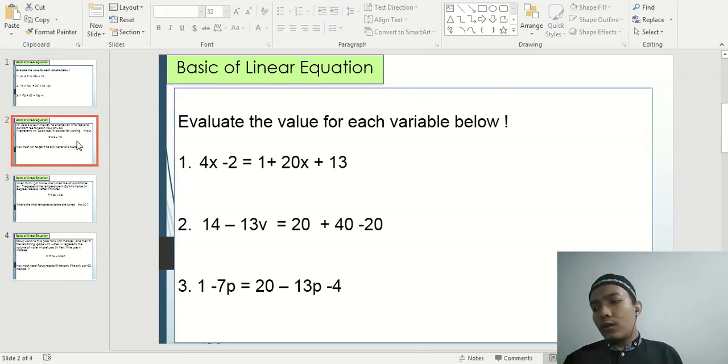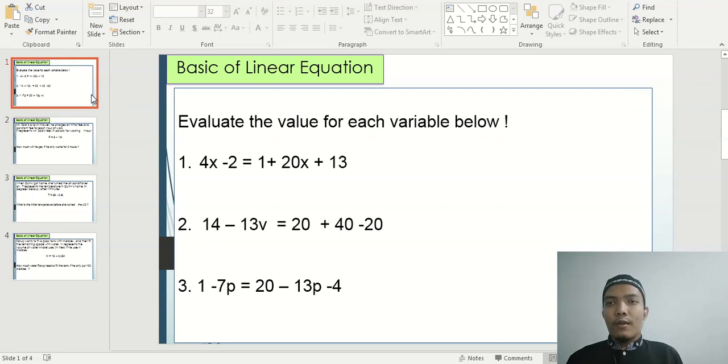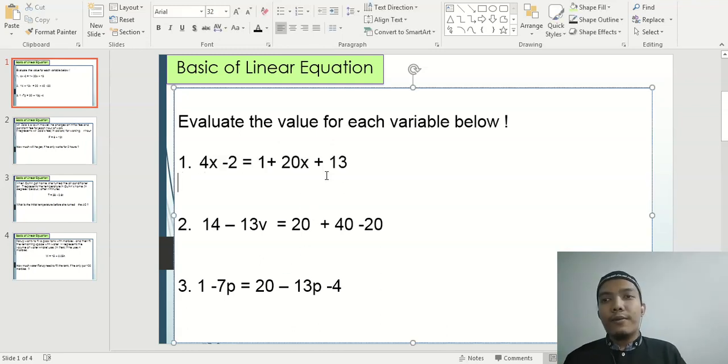And then in the next session, I'm going to explain the word problems of these linear equations and how you deal with them. Okay, so let's do this one by one first. Evaluate the value for each variable below. So I've got three equations here. The first variable is x. This is x, a normal variable, the most common one actually.